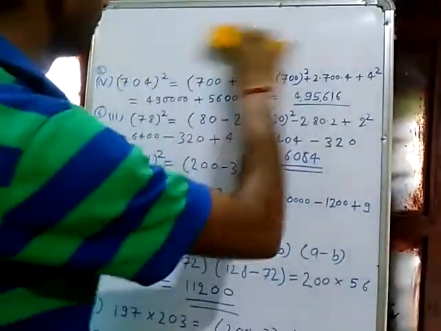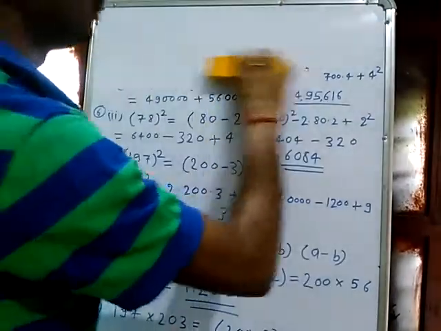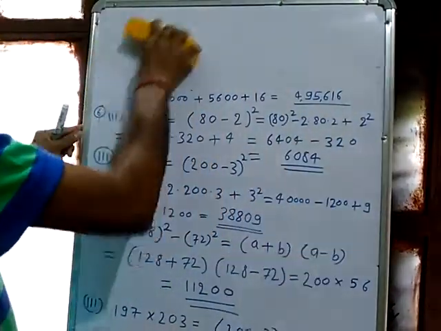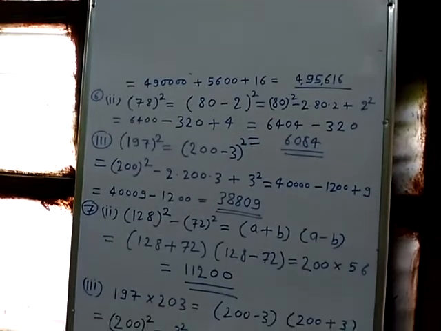I will rub the identity. I hope all of you have learned the identity. If you have not learned it, memorize it, learn it by heart. Question number 7, it's fourth part.